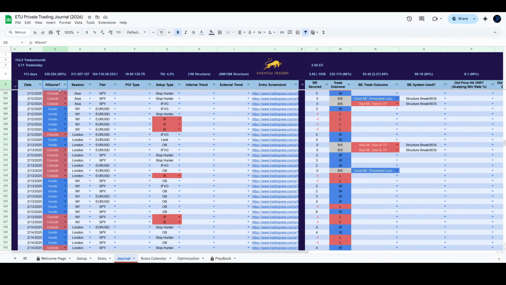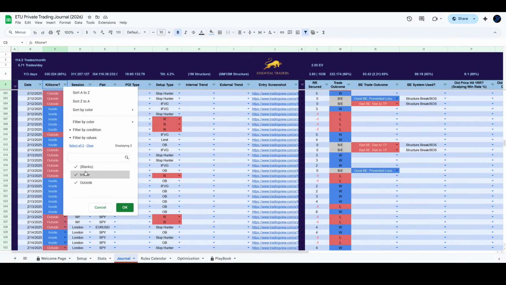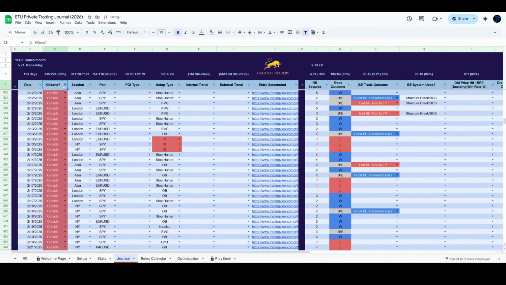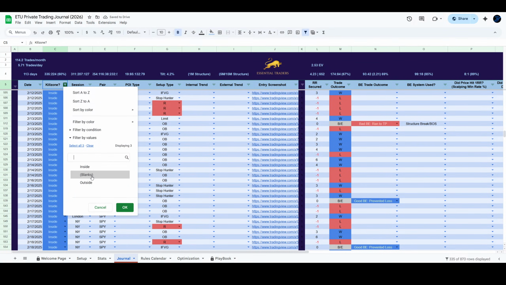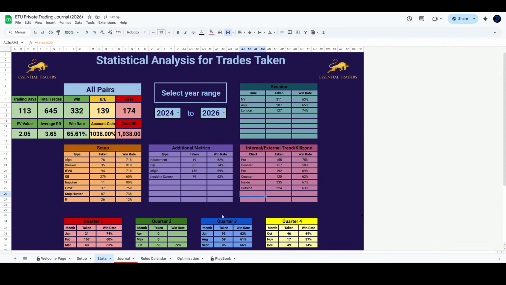Looking at the kill zone and my data here, I might delete this column at some point because my win rate does not change too much. 63 and 67% could be just due to randomness. And I do notice I actually take a good amount of trades outside of kill zone. So this is the benefit of a journal. You wouldn't know any of this. You learn a lot about yourself and how you trade your system by having this journal. If you didn't have your journal, you wouldn't know any of this data.